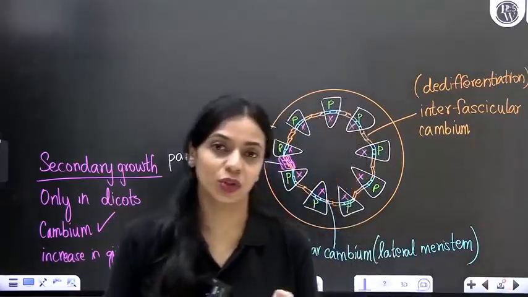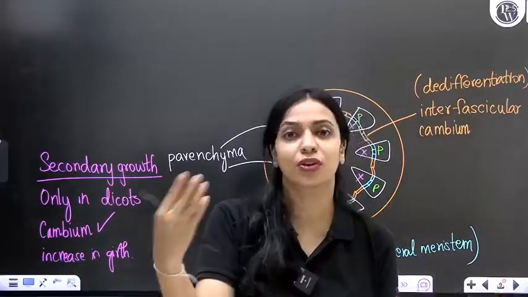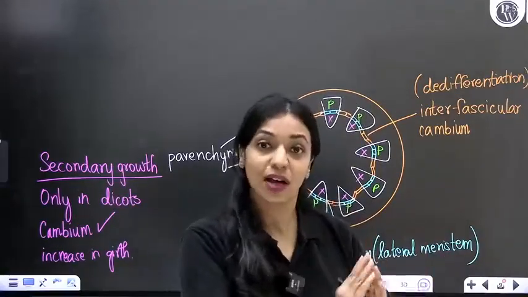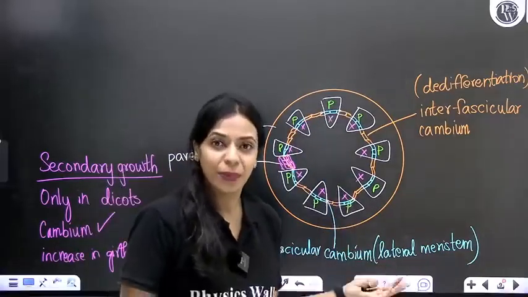Why does secondary growth not happen there? Because there is no cambium. Because there is no cambium, they are closed to secondary growth. Because of the presence of cambium, dicots are open to secondary growth. Okay, so that's the reason why we call them open and closed.